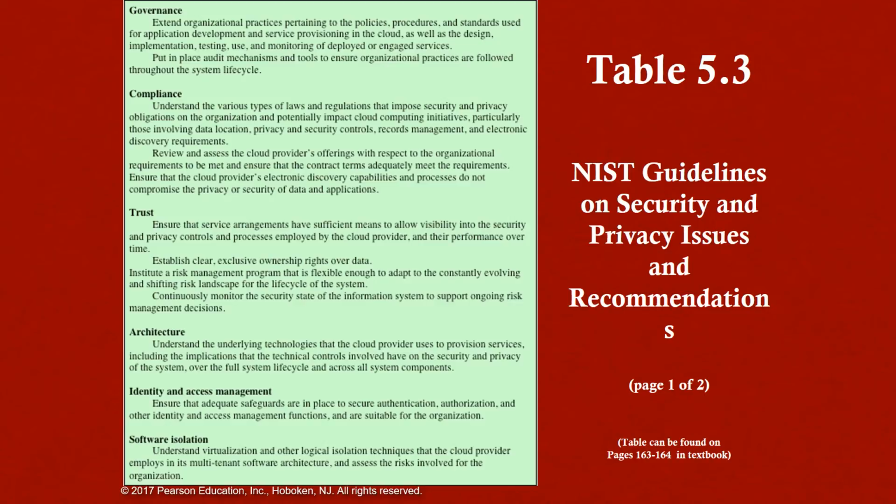NIST guidelines on security and privacy issues and recommendations. As can be seen from the previous section, there are numerous aspects to cloud security and numerous approaches to providing cloud security measures. A further example is seen in the NIST guidelines for cloud security, specified in SP 800-144 and listed in the table. Thus, the topic of cloud security is well beyond the scope of this chapter. In this chapter, we focus on one specific element of cloud security.